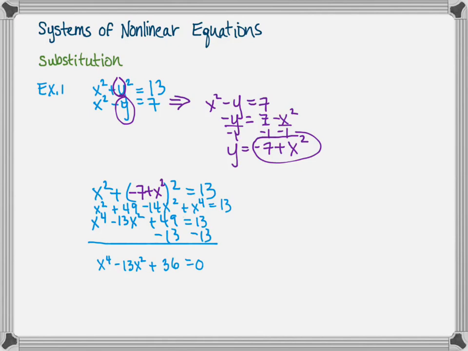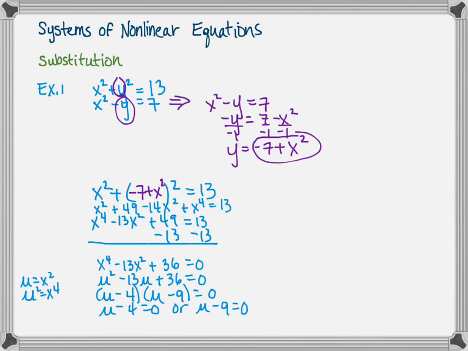So now we need to solve this quartic equation, but this is of quadratic form, so I can let u equal x squared, and u squared will equal x to the fourth. Substituting in, we get u squared minus 13u plus 36 equals 0. This factors to u minus 4 times u minus 9 equals 0. Set each of the factors equal to 0, and u equals 4 or u equals 9.